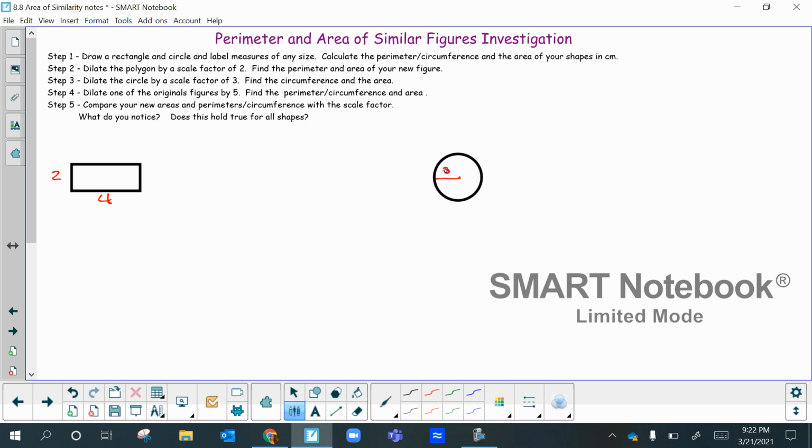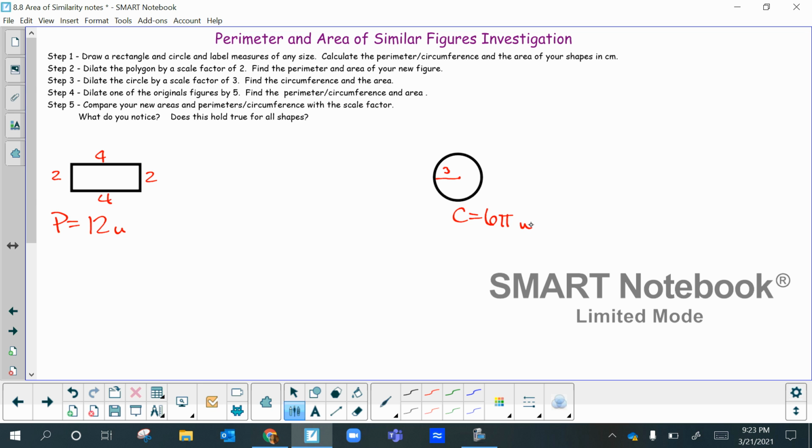Okay. So then it says calculate the perimeter or the circumference and the area of these shapes. Okay, so for perimeter, this is going to be simple. This is 4, this is 2. So the perimeter is going to be 12 units. Over here, the circumference is going to be 2 pi r, or pi times diameter, which would be 6 pi. Okay, and this is in units because we didn't have any measures here.